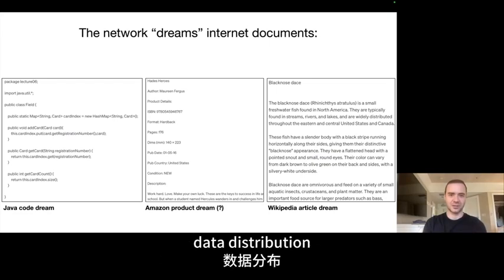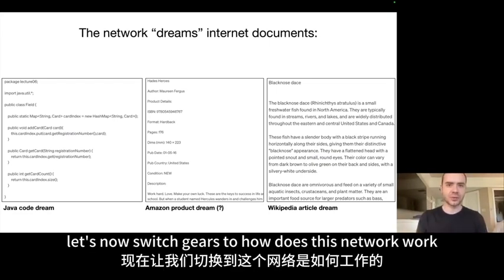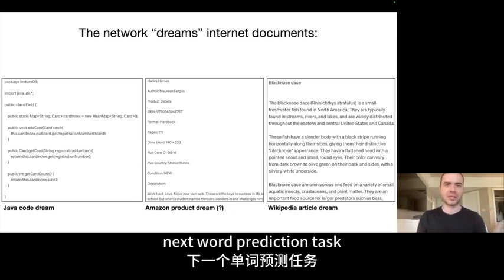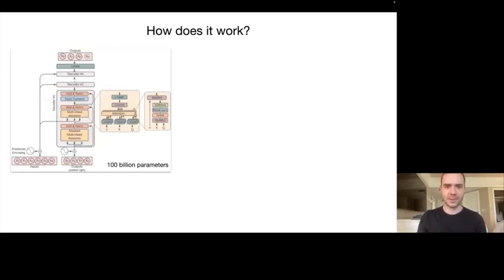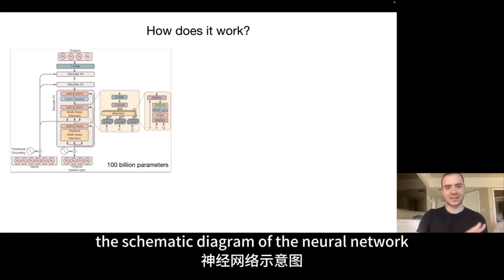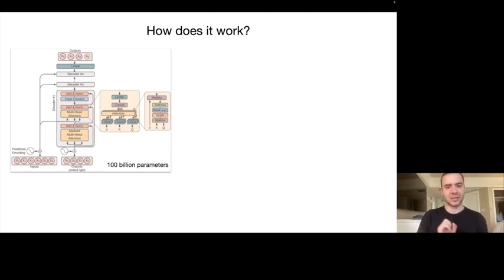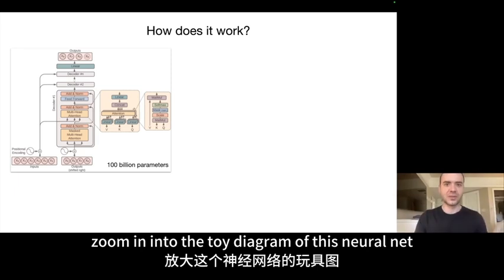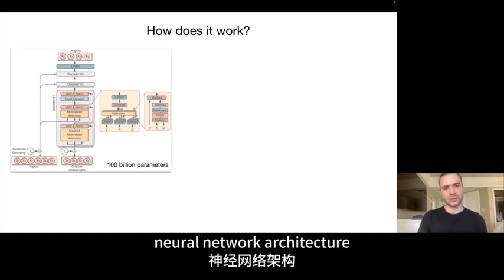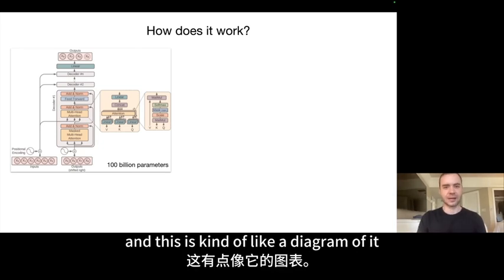Okay, let's now switch gears to how does this network work? How does it actually perform this next word prediction task? What goes on inside it? Well, this is where things complicate a little bit. This is the schematic diagram of the neural network. If we zoom in into the toy diagram of this neural net, this is what we call the transformer neural network architecture, and this is a diagram of it.